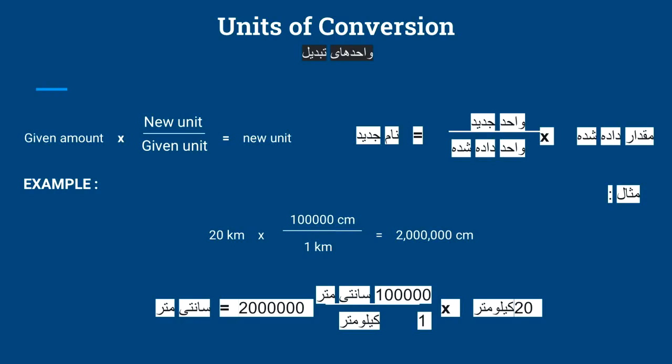Now, we're trying to multiply different units here, but in reality, we have a kilometer in the numerator and a kilometer in the denominator. So those are going to cancel out, and you're going to be left with 20 times 100,000 centimeters over 1, which gets you 2 million centimeters. So we know that 20 kilometers in centimeters is equal to 2 million centimeters.